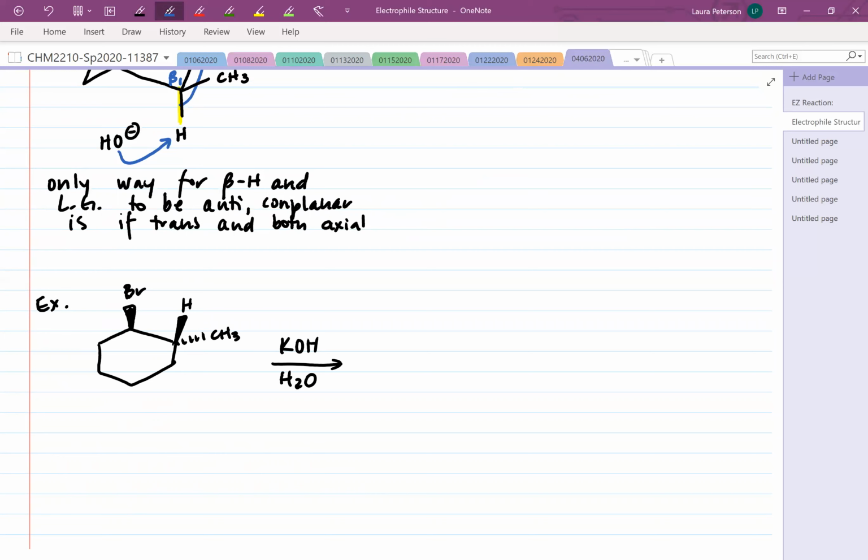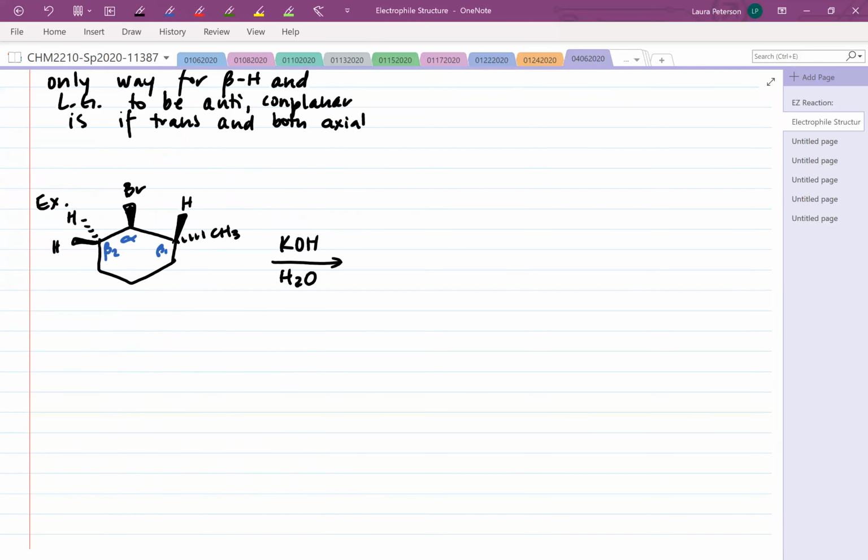So where am I going to go? Well, I could go to the beta 2 position, right? Because if I were to draw those two hydrogens at the beta 2 position, I could identify one of them that is in the right orientation. So I could go ahead and remove this beta hydrogen that is trans to the leaving group. So let's draw that in a chair and then think about predicting the products with stereochemistry.